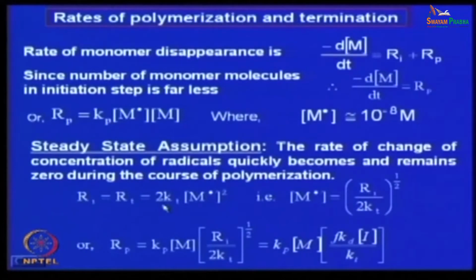Now, rate of termination is twice k T m dot square. This factor of 2 here is due to the fact that during this termination 2 growing free radicals are involved in this termination process. That is a convention. Since 2 free radicals are involved in the termination step, this factor of 2 has come, and this m dot into m dot square. So, from this relation one can get the concentration of this growing free radical chain is equal to R I by 2 k T under square root.